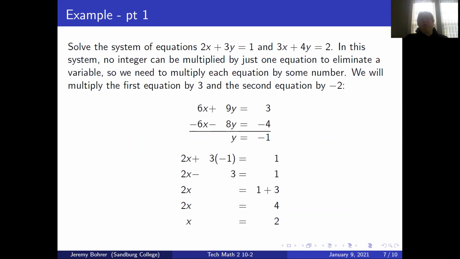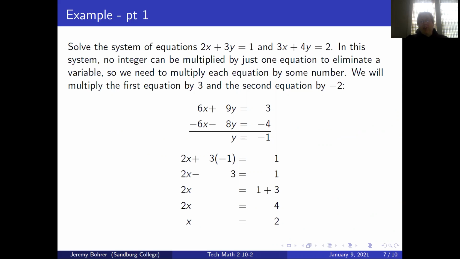So for example, we'll solve the system of equations 2x plus 3y equals 1 and 3x plus 4y equals 2. In this system, no integer can be multiplied in just one equation to eliminate a variable. So we need to multiply each equation by some number, and we're going to multiply the first equation by 3, which will give us a positive 6x, and the second equation by -2, which will give us a negative 6x, so we can eliminate our x's and figure out what we get from the y's.